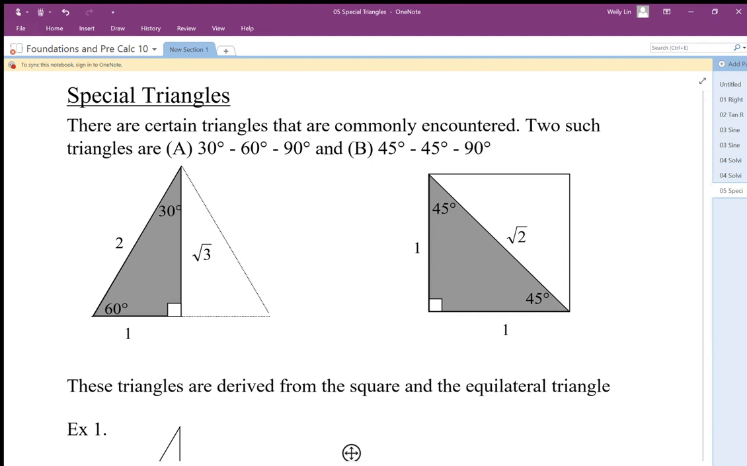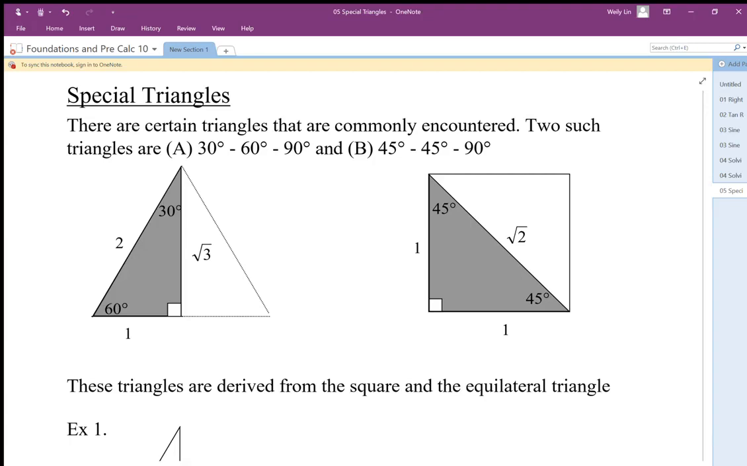Special triangles are the triangles that come from our first two perfectly symmetrical shapes. Those shapes are the equilateral triangle, which is a 60-60-60 triangle, and all the sides are the same length, and the square, which has 90 degrees in each corner. Sorry, each side is the same length.